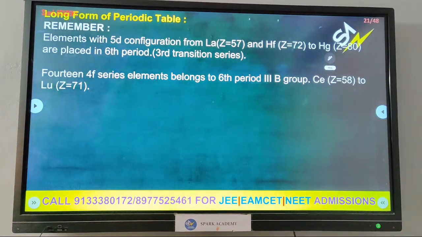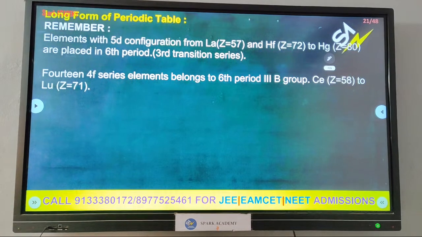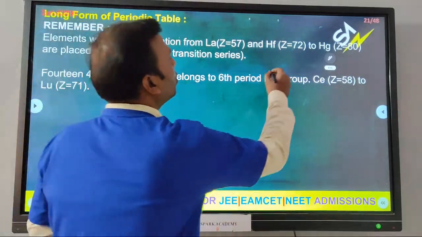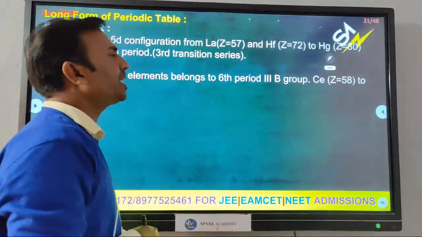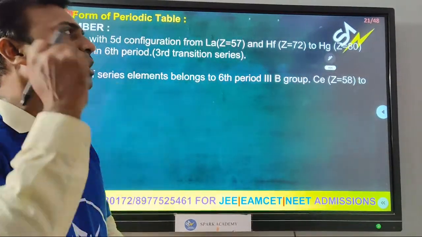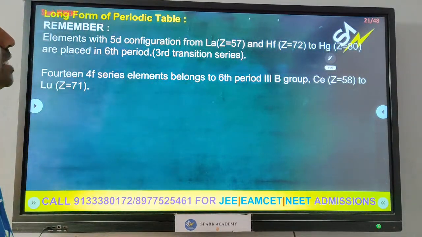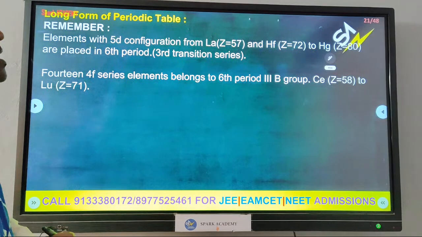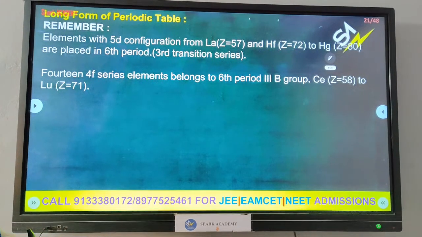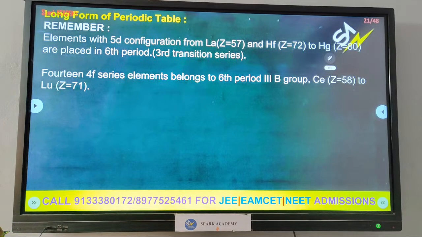Now come to the 5d. 5d starts from lanthanum, then hafnium to mercury, so atomic numbers 57, 72 to 80. It belongs to the sixth period. This is also a transition series, the third transition series. So 3d, 4d, 5d. It is called the 5d, third transition series.